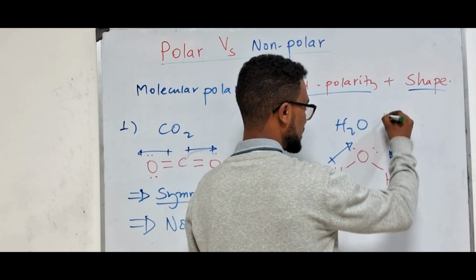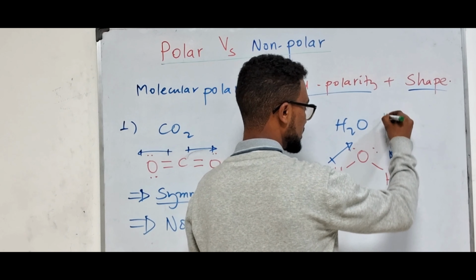Now let's look at some more examples, okay? Let's compare two molecules here. This one is trichloromethane, CHCl3, and this one is tetrachloromethane, CCl4, okay? Trichloromethane is also called chloroform. Now let's compare the molecular polarity of these two molecules. Let's begin by drawing their Lewis structure.